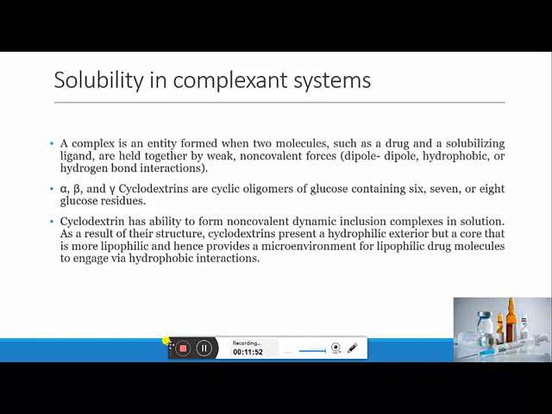Cyclodextrin provides a lipophilic microenvironment in its cavity for the drug, and it holds the drug molecule by hydrophobic interaction. So as its exterior is hydrophilic and its interior is lipophilic in nature, it improves the aqueous solubility.